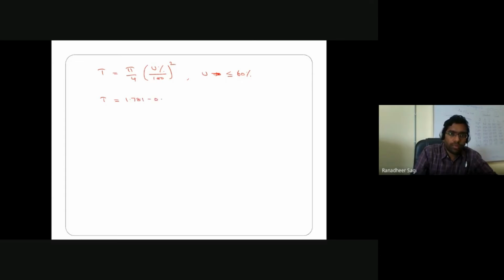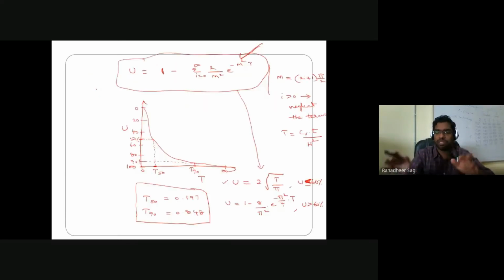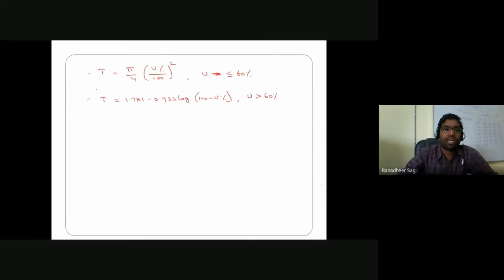And next, the other expression: T is equal to 1.781 minus 0.933 log of (100 minus U in percentage) that we substitute, where this expression is valid for all U greater than 60%. So how are we getting these two expressions? The previous expressions, if I just rewrite them according to the necessity of getting the expression for capital T, I get these two terms. So if degree of consolidation is known, I can calculate the time factor. If the time factor is known, I can calculate your degree of consolidation. Okay. So why am I interested in looking at all these parameters?